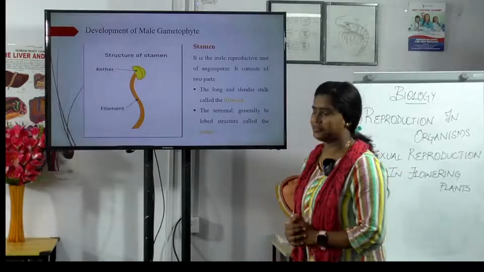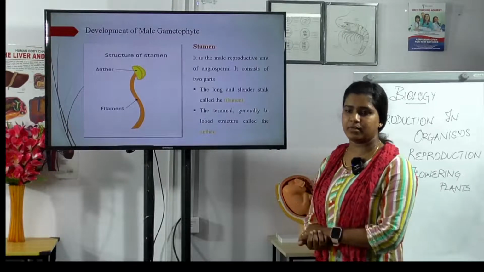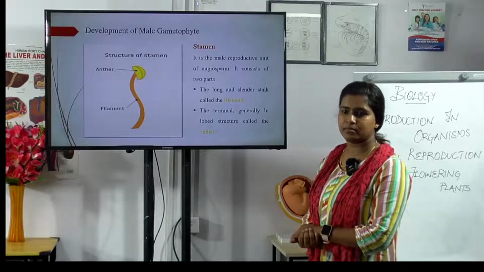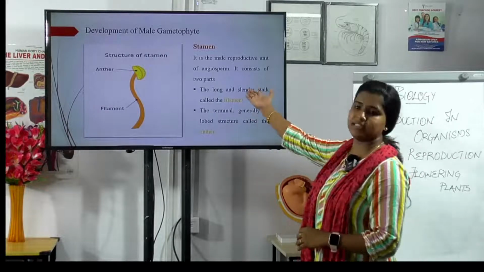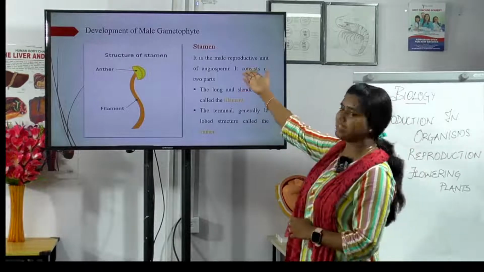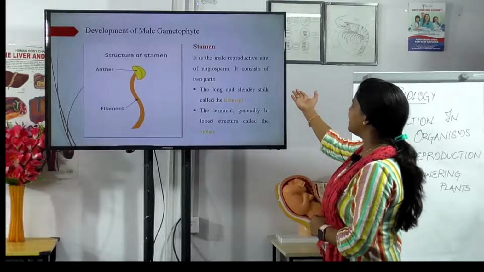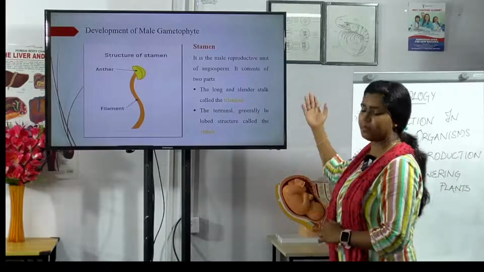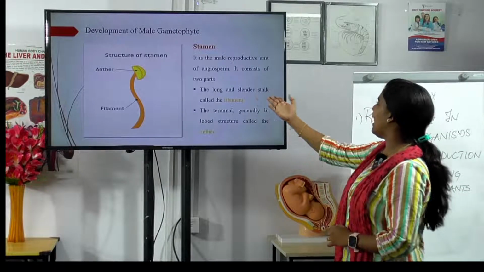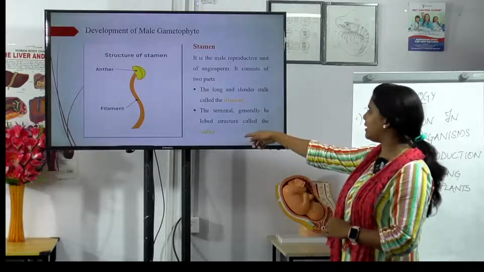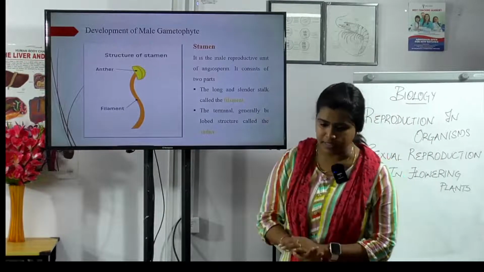Okay. Now let us see development of a male gamete. What does the male androecium comprise of? Anther, filament. Yes, and this is the structure of a stamen. Anther is at the top, whereas the filament is a thin, long elongated structure. It is the male reproductive unit of angiosperm, and it consists of 2 parts as you all said: the long slender stalk called the filament, and the anther, a terminal, bilobed structure.